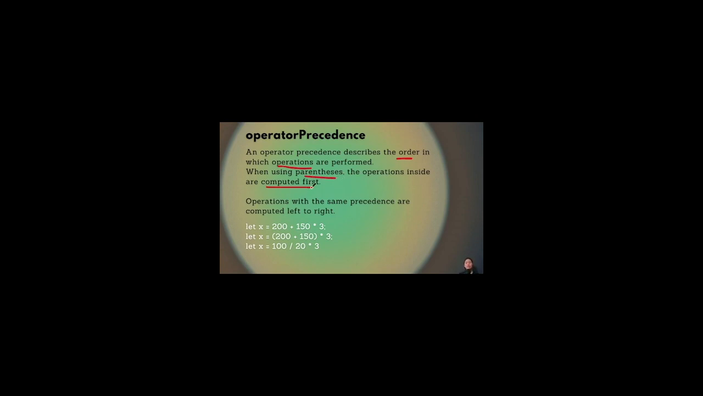In the case of no parentheses, where we have the same priority for all of the operators involved within an expression, JavaScript would compute this left to right, okay? For example, let x equal 200 plus 150 times 3. Since there are no parentheses, it naturally goes 350 times 3.